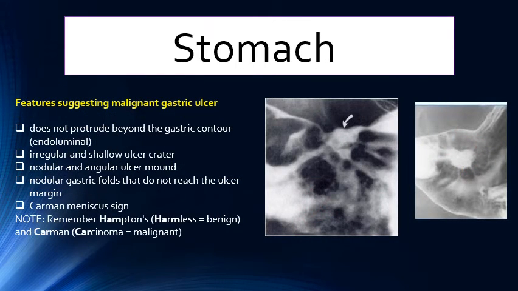We have this malignant one. We can see here there is an interruption of some of the folds here. Here the ulcer is not deep, it's a shallow one. We have an irregularity in the outline of it, and also we have the Carman meniscus sign here. This is the Carman meniscus sign. We can see here, this is the meniscus. Okay, we can draw it here. This is the meniscus of the ulcer. This is a differentiation point between the malignant and the benign.